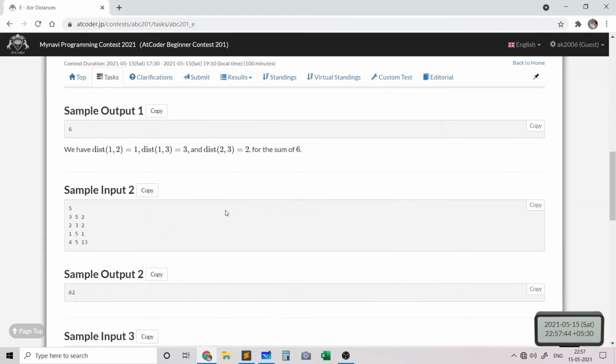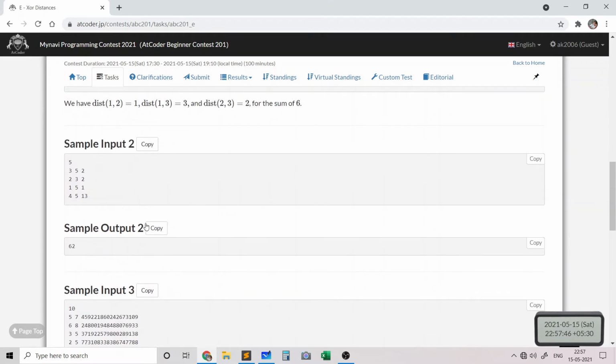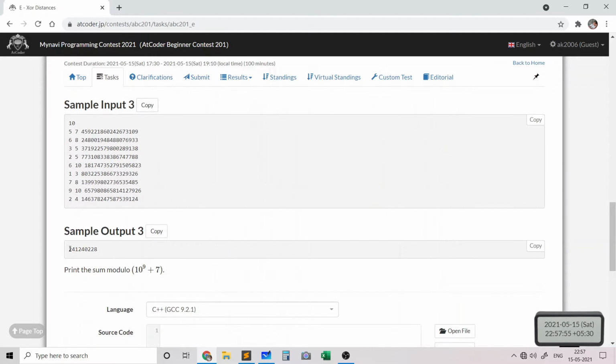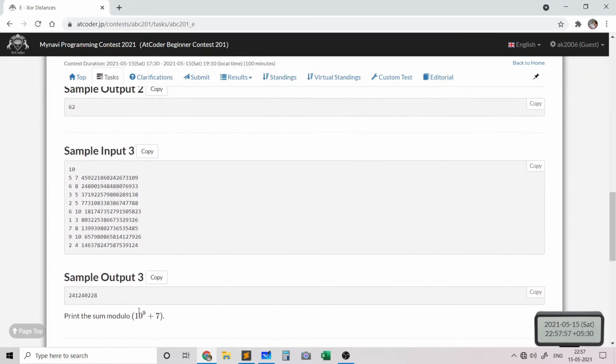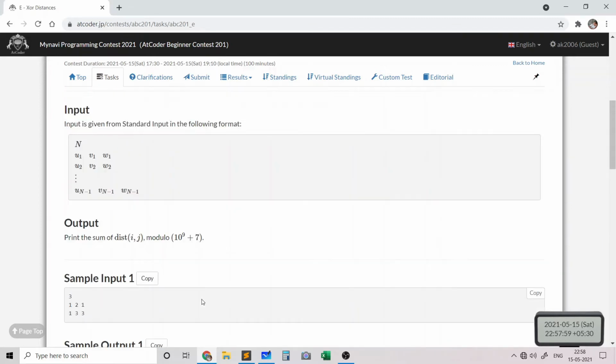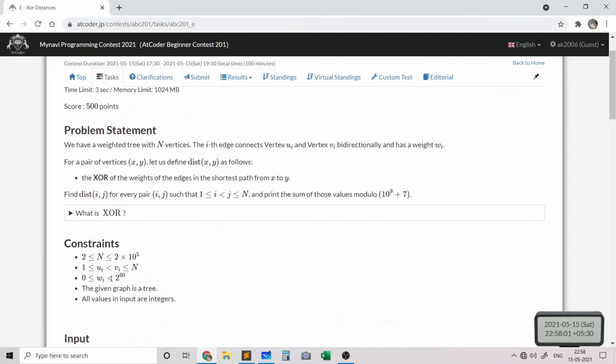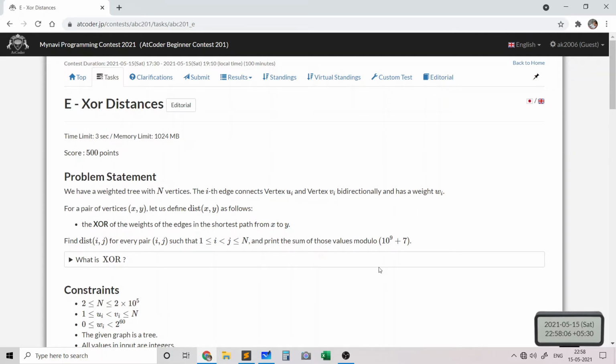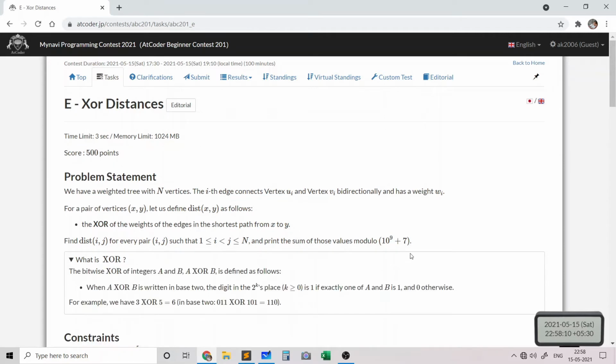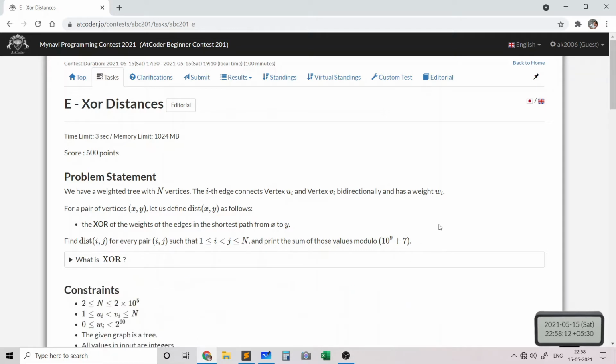Similarly, for the second and third test case, you can verify that the sum of the XORs of the edges in every path between every two nodes is 62 and this big number, and we need to output it modulo 10 to the 9 plus 7 because they can be very large longs, and when you sum them up they may not fit in a long, so we need to take it modulo 10 to the 9 plus 7. And you can check out what the definition of XOR is.